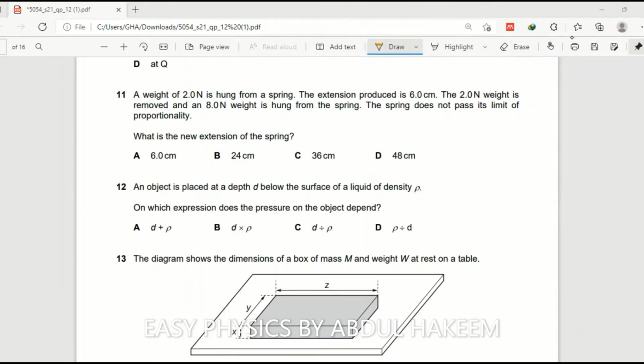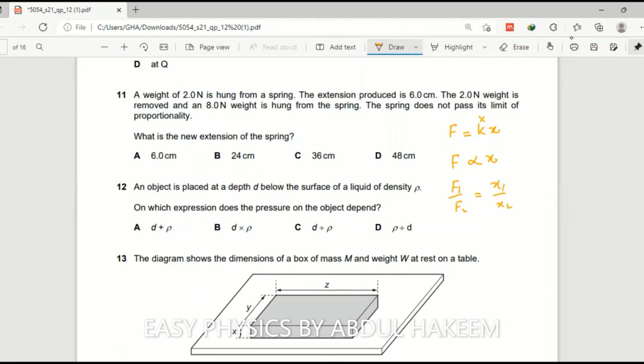Look, the Hooke's law formula is F is equal to kx. This k is the spring constant, so this is constant. So F is directly proportional to x, and both are directly proportional. So we can write F1 over F2 is equal to extension 1 over extension 2. So initially the force is 2, and later we will use the force 8 Newton. Initial extension is 6, and the later is x, required. So when you calculate this x, the answer comes to 24 centimeter, this one.